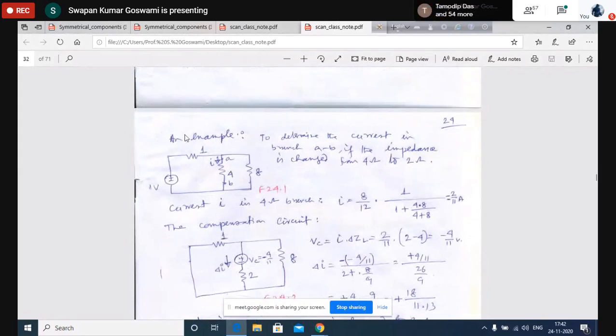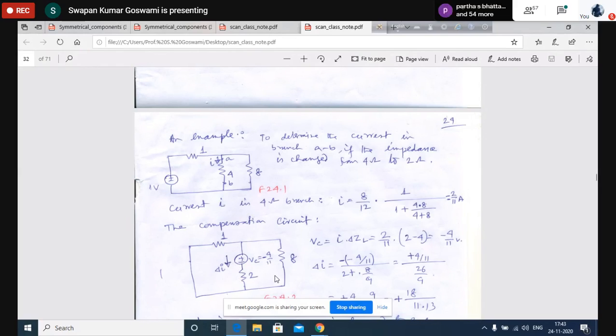Now this will be applied in this circuit. This is also a very simple circuit. Say this is the circuit: 1 volt source, then 1 ohm, here 4 ohm resistance, here 8 ohm resistance. This 4 ohm resistance is changed to a 2 ohm resistance. Now we shall have to find out the current in this branch where the impedance has been changed, due to this change in resistance. Using the compensation theorem we shall do it.